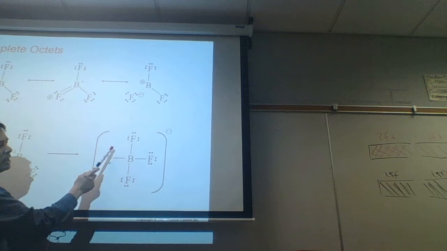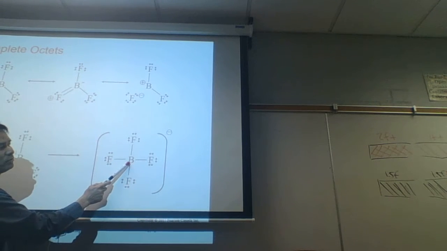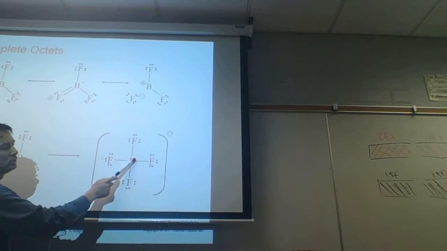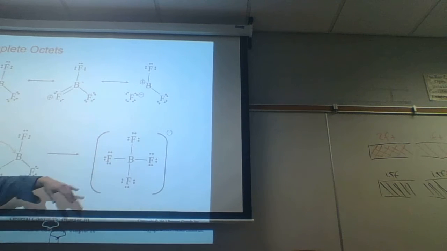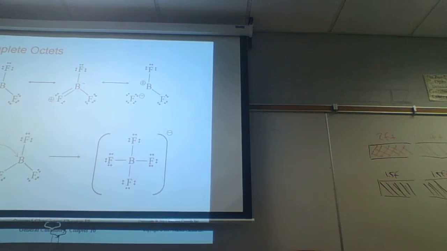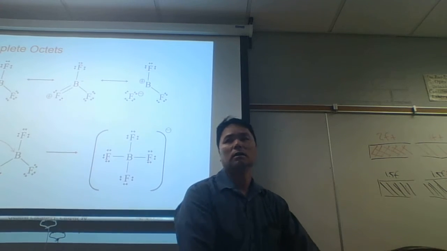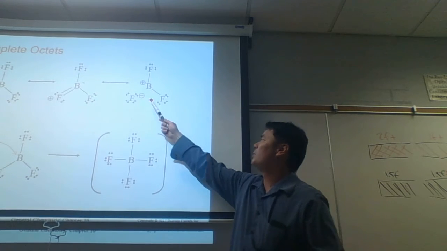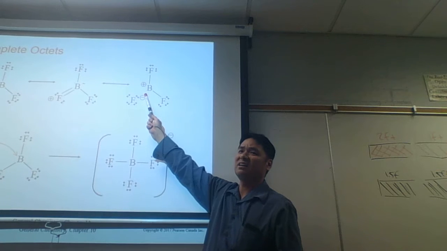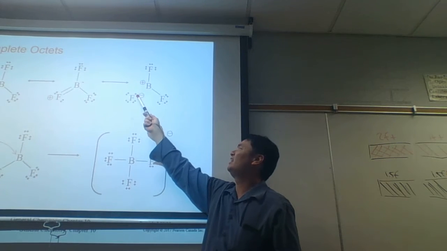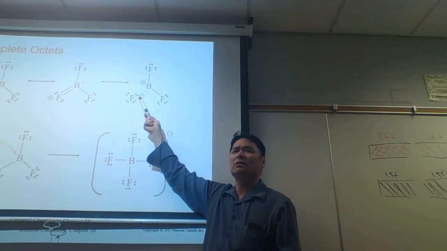Now, the fluorines are going to have 0 formal charge. Boron's going to have a negative formal charge here, which is not shown. And so this is okay. Now, what's going on here? Do you see what they're doing here? They're making one of the bonds ionic. So is the bonding ionic in BF3, or is it covalent?